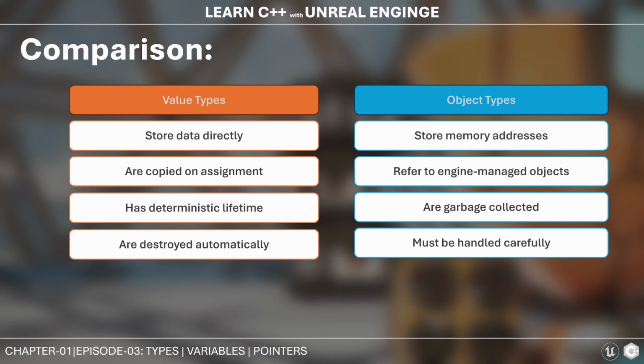Value types store data directly. They are copied on assignment and have a deterministic lifetime. It means when we create them, we are certain when they will be removed from memory, and they are destroyed automatically. On the other hand, object types store the memory address of those objects. They refer to engine-managed objects and we need garbage collection for them. Otherwise, we cannot remove them from memory. And we should be very careful when handling them because it's dangerous.